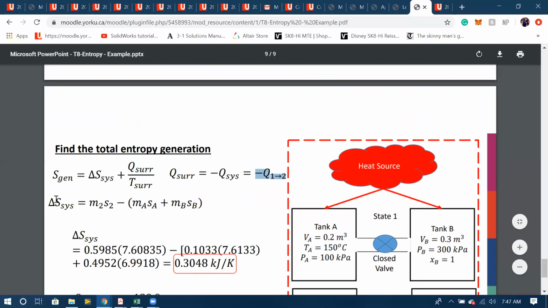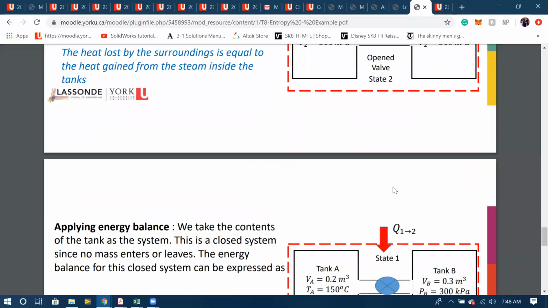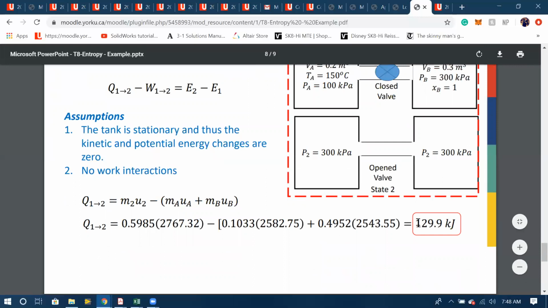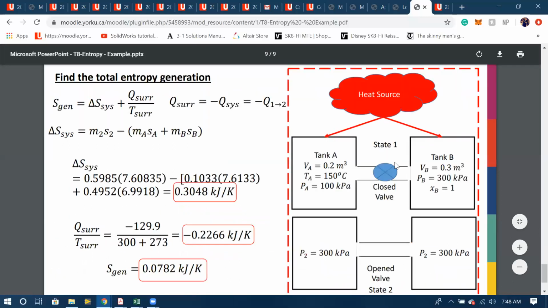In order to use this formula for Sgen, we need Q surrounding, which is the negative of Q1 to 2, because the magnitude of heat being transferred does not change. The magnitude is fixed, that we're transferring this much, but in what direction? It depends on what you are studying. If you're studying the tanks, it's Q in. If you're studying the surroundings, it's Q out. And when it's Q out, it's a negative Q right over here. I hope that explains it. It does have an impact on Sgen directly.